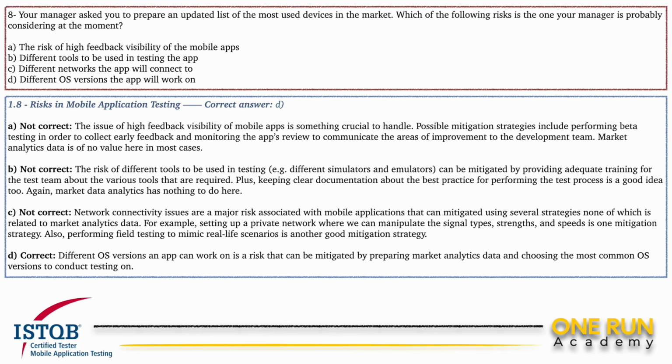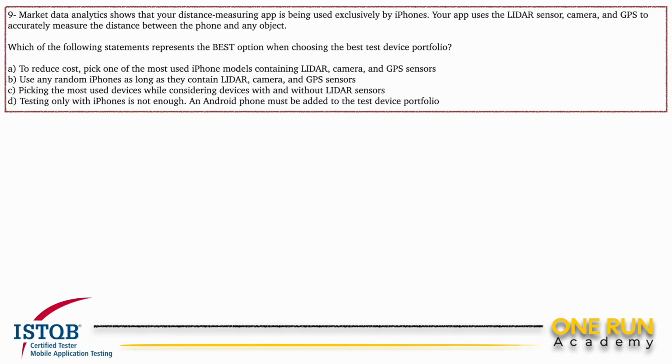All right, let's shift our focus to question number 9. Market data analytics shows that your distance measuring app is being used exclusively by iPhones. Your app uses the LiDAR sensor, camera, and GPS to accurately measure the distance between the phone and any object. Which of the following statements represents the best option when choosing the best test device portfolio?